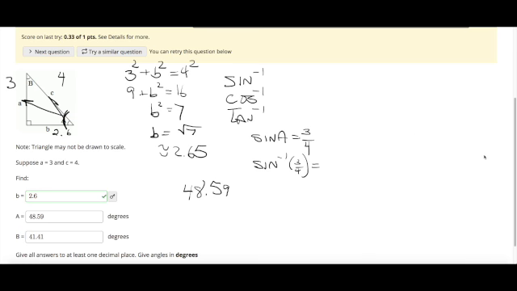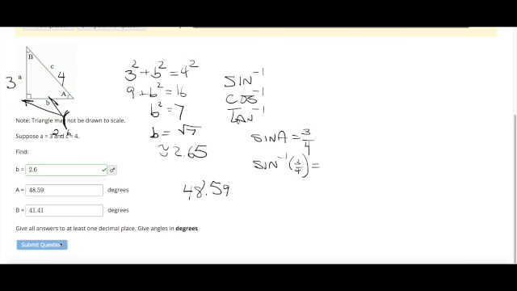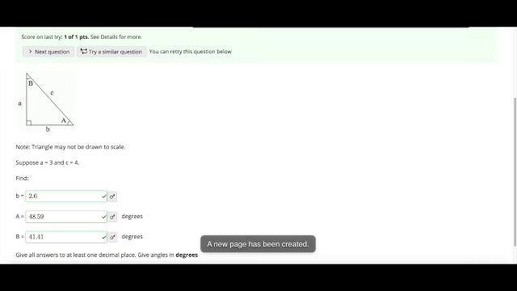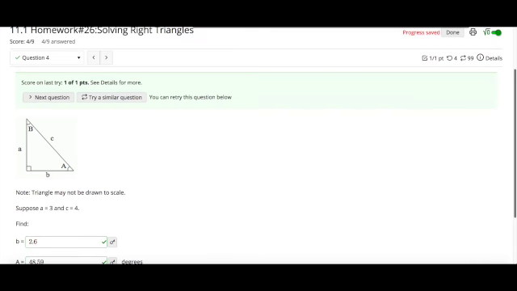The problem says to give all angles in degrees. I guess that's what it's looking for. I'm not sure. Let's see what happens. Okay, it took it. So you have to remember the inverse functions at this point, but otherwise it was a fairly straightforward question. Next is question number 5.